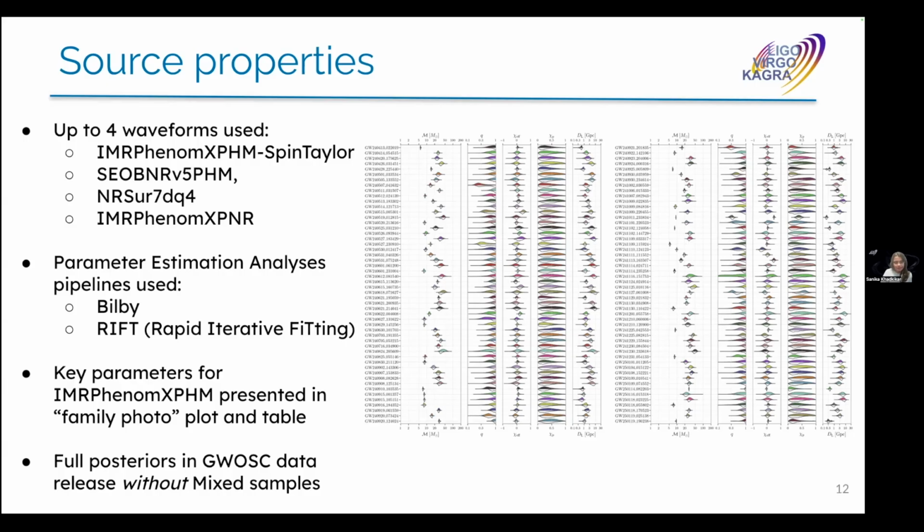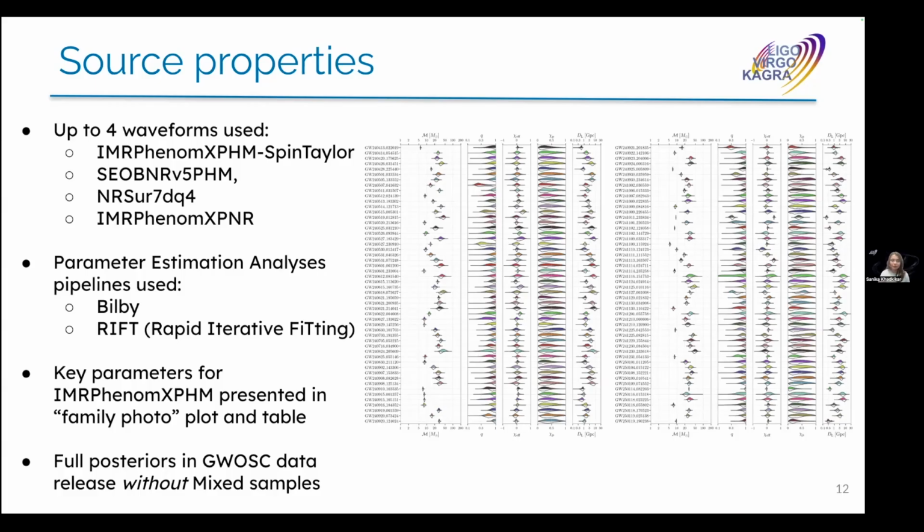For those events, we have analyzed the waveform using different waveform models to obtain source parameters as well as extrinsic parameters like the sky localization, etc. This is exactly what we show in the two images which are attached on the right, and these are the 104 events that Leo was also talking about earlier.